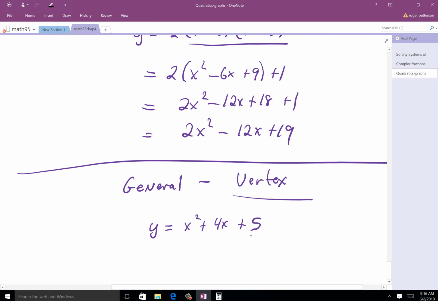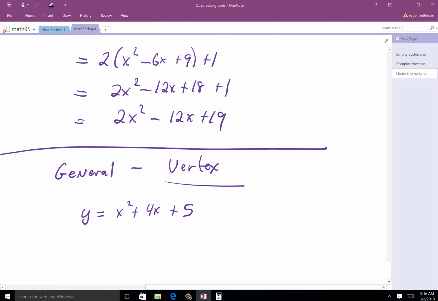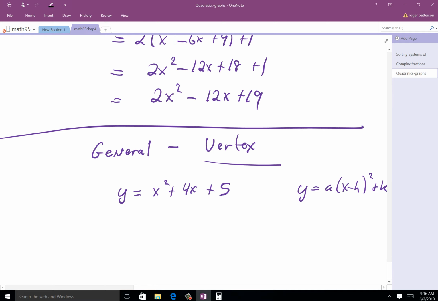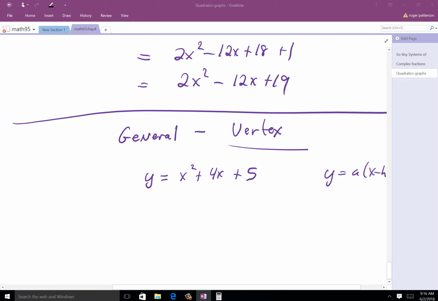Okay, so let's pick out one of these. We're going to write this in vertex form, which means when we're done, it's going to look like this. In other words, we're going to go backwards from what we just did, right? Now, there's a technique to do this, and the technique we're going to use is something called completing the square.